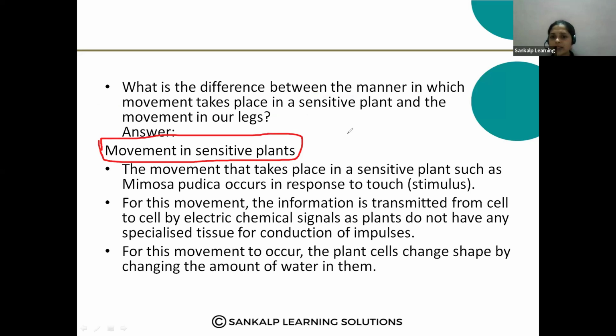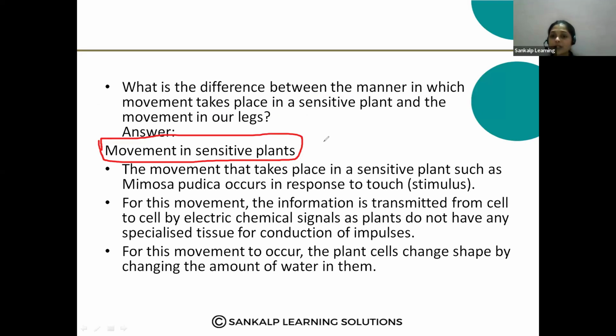Anybody, can you explain how the movement takes place in these plants? When I touch, it closes. Yes, when you touch that, it closes. So why it closes? What is the reason behind this? I know. Yes. I don't know, ma'am. Okay.